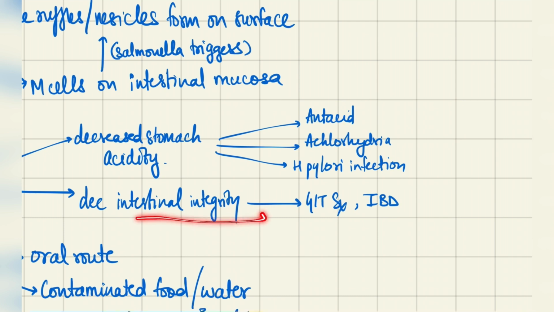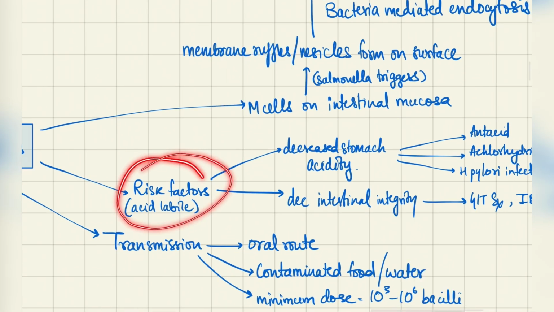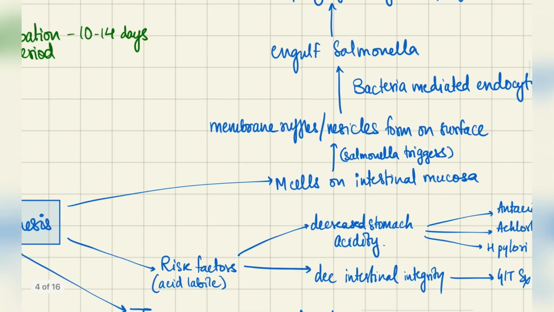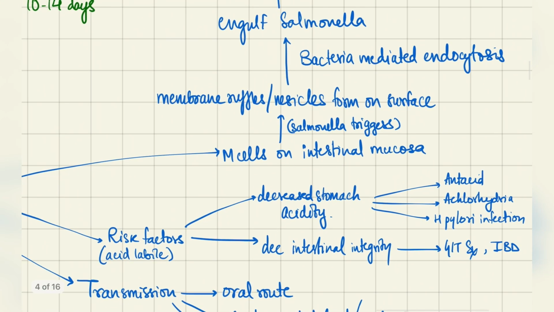Second, intestinal integrity can be compromised when we do any GIT surgery. We're exploring the whole body, the GIT, and that can hinder it. IBD, when you're going through IBD, can decrease the intestinal integrity, and this will be a risk factor for Salmonella. Now coming to the real pathogenesis, the process.